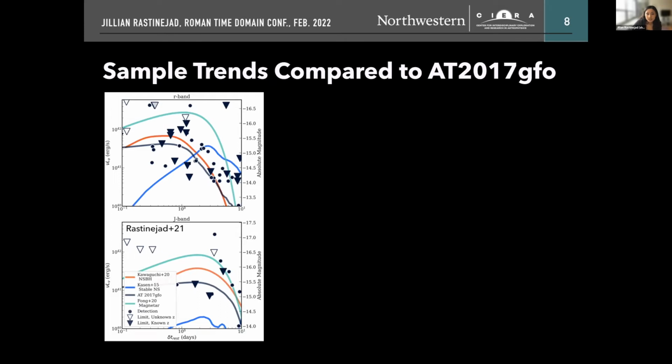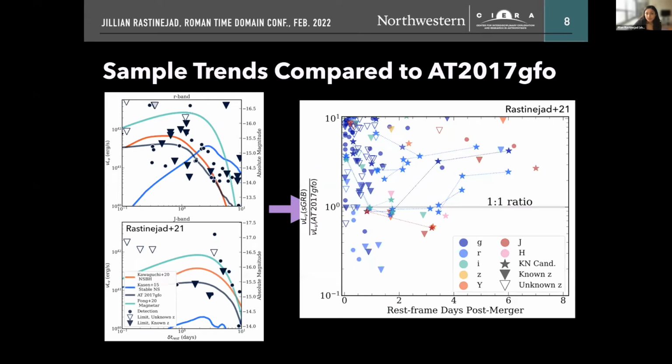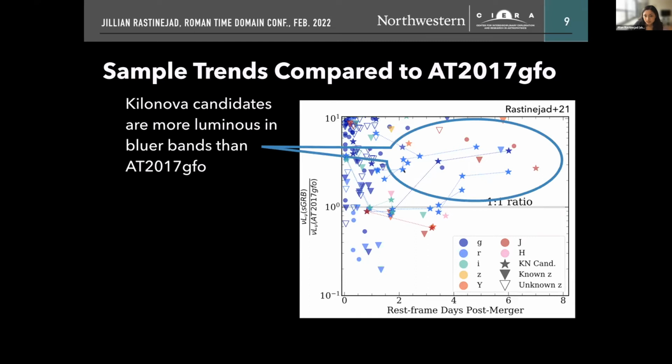What we want to do next is compare across bands to examine the sample trends compared to AT 2017gfo. So we take the ratio of the observation to the model. This shows the ratio on the y-axis and the time on the x-axis. Different filters are overlaid in colors, and we highlight kilonova candidates as stars. Just giving the quick highlights, kilonova candidates are generally more luminous in bluer bands than 17gfo.